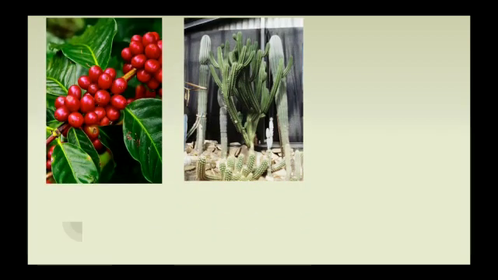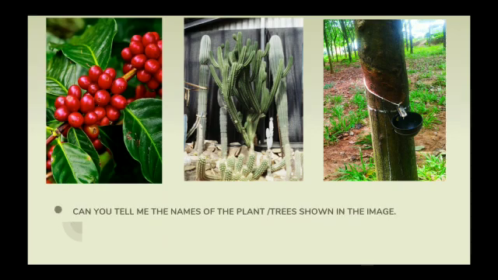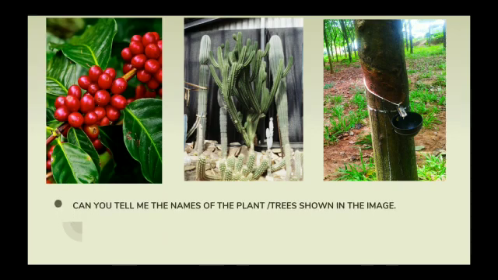Let's observe the image shown in figure 5.1 of your textbook, page 32. These are the beautiful flora. Can you tell me the names of the plants or the trees shown in the image? The first one is the coffee bean or the coffee seed. Second is the cactus and the third is the rubber tree.